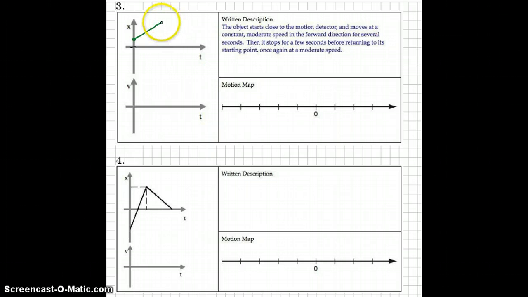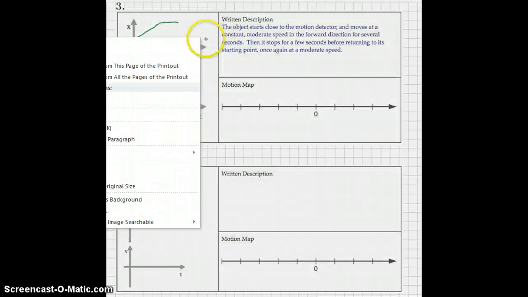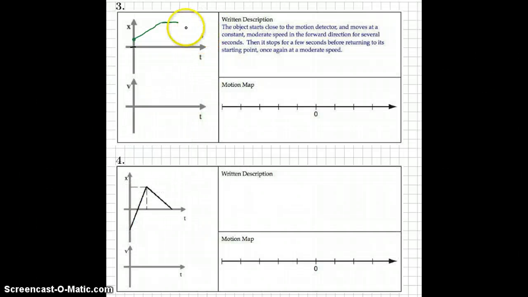Okay, if it's going to stop, that means its position does not change, but the time does, so we have a flat line. And then it returns to the starting point, so I should end up at the same x at about the same slope, so we're going at about the same speed here, another moderate speed.